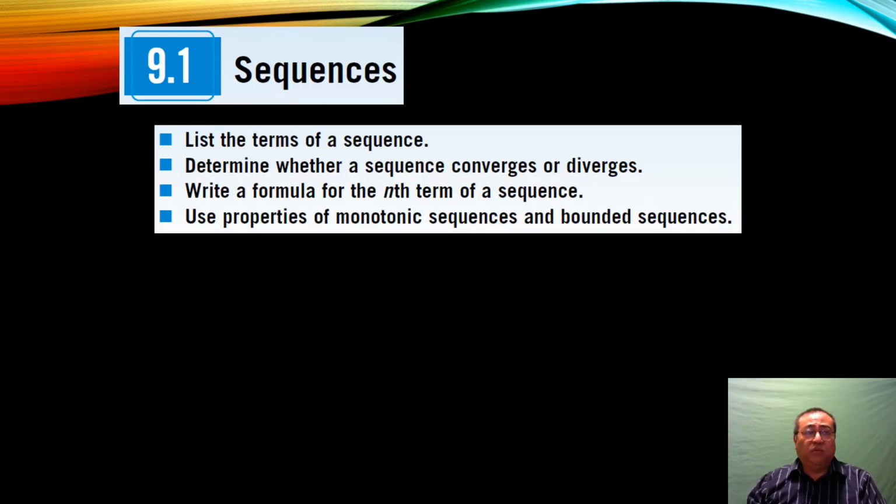In this section, we're going to list the terms of a sequence, which is really easy. Determine whether a sequence converges or diverges, which is basically taking a limit. And write a formula for the nth term of a sequence. We're not going to do too much of that; in fact, I don't know if we're going to do any of that. We are going to use properties of monotonic sequences and bounded sequences. That is relatively important. So basically, 3 of the 4 bullets we're going to concentrate on.